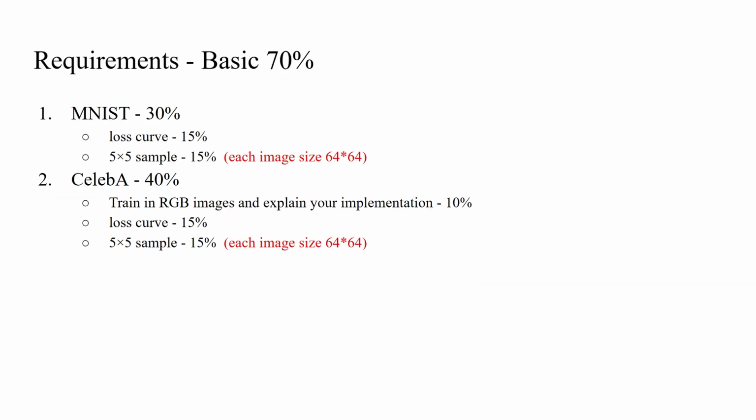As for basic requirements, the total score is 70%. For MNIST, you need to plot a loss curve and the 5x5 samples. And for CelebA, you need to train on RGB images, explain your implementation, and provide the loss curve and 5x5 image samples.